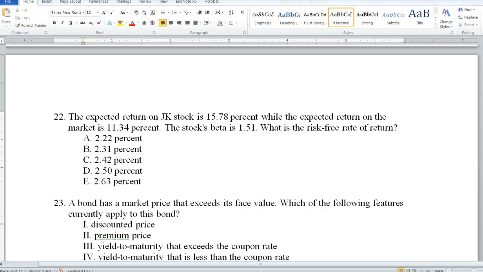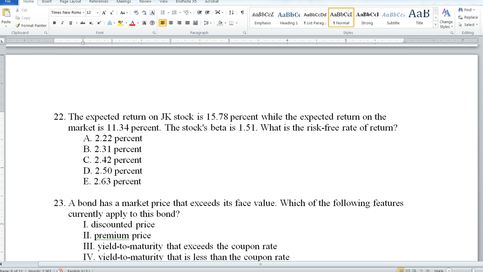Okay, so in class today when we discussed the sample final exam, my question number 22 is different from your version of the sample final exam. So I want to use this video recording to discuss question number 22, just to show you how to solve this kind of question.